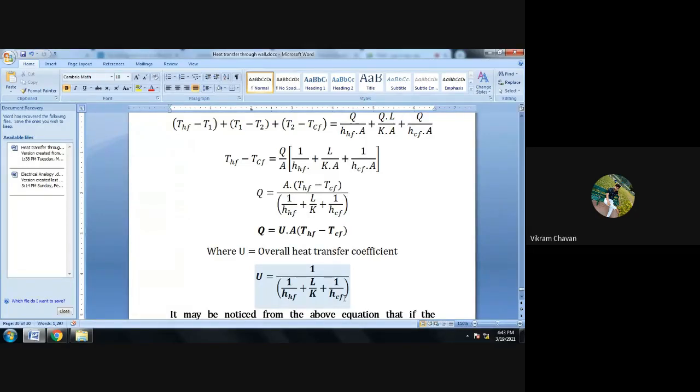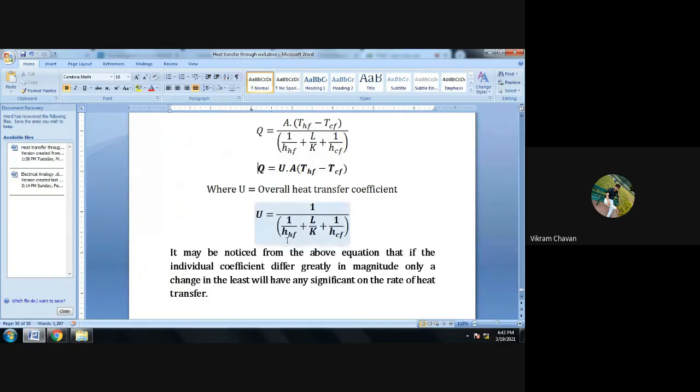So if you change greatly any of these three particular values, there will be only a small change in the overall heat transfer coefficient. Because it is 1 divided by H suffix Hf and so on, it may be noticed from the above equation that if the individual coefficients differ greatly in magnitude, only a change in the least will have any significant effect on the rate of heat transfer.